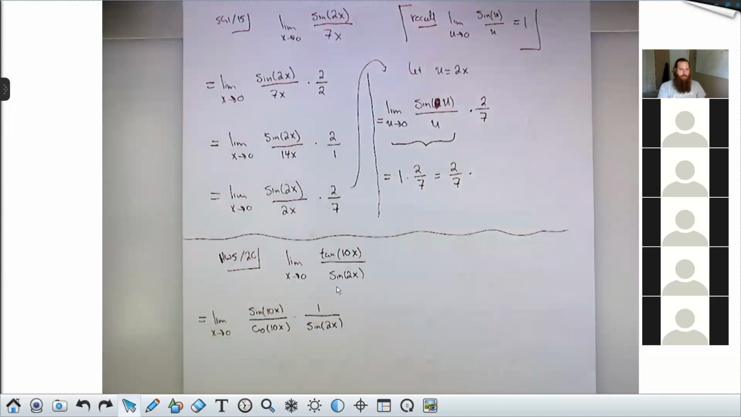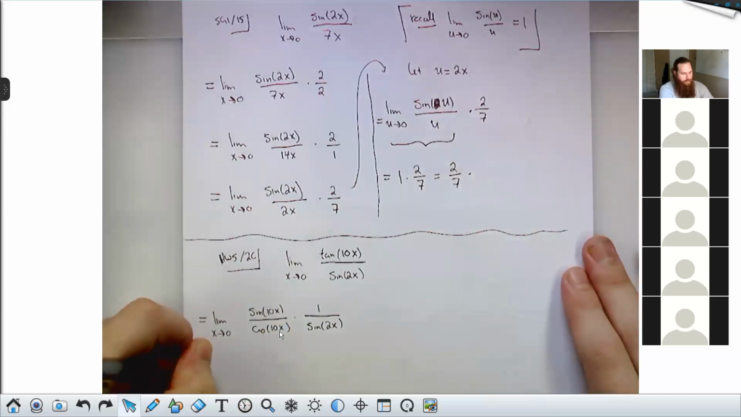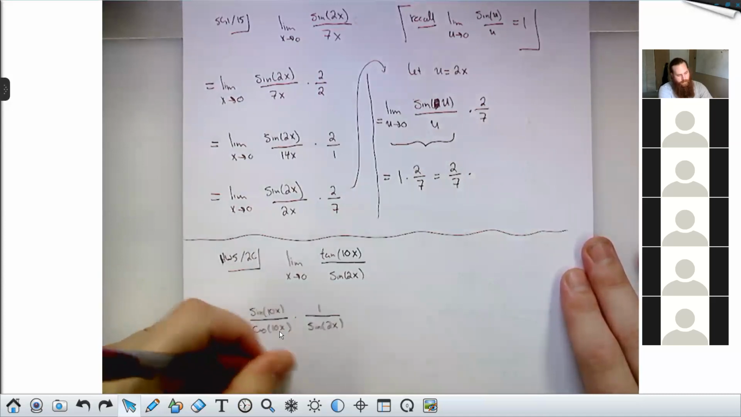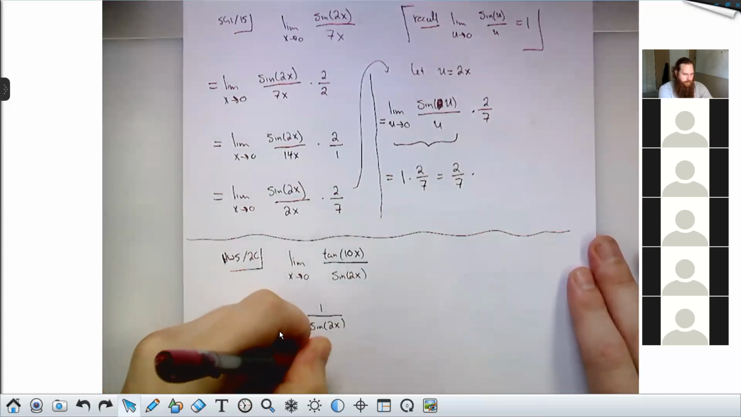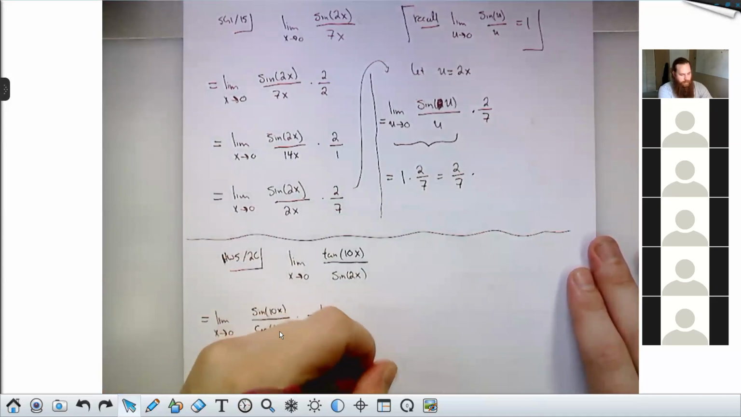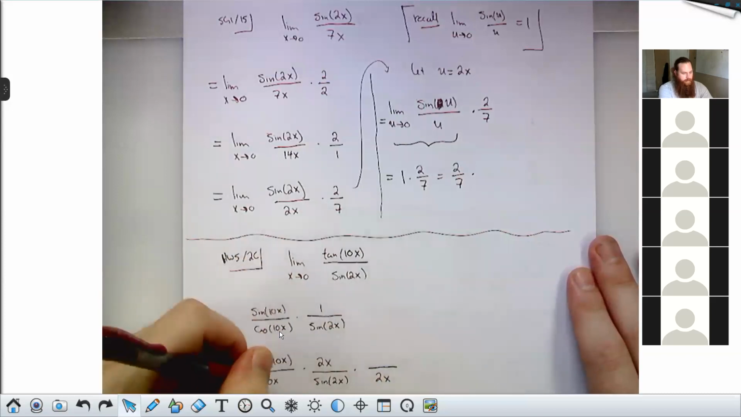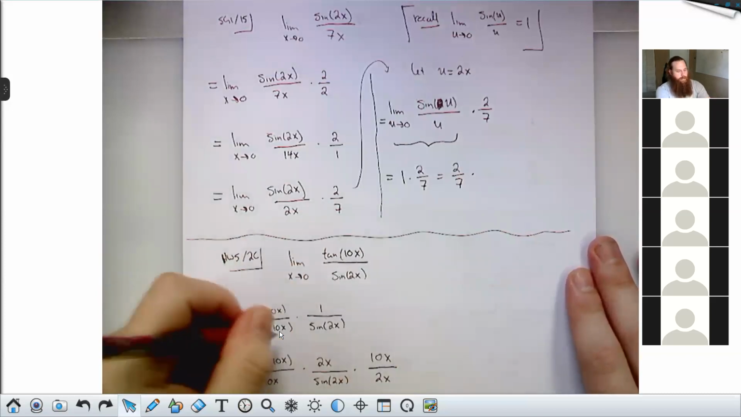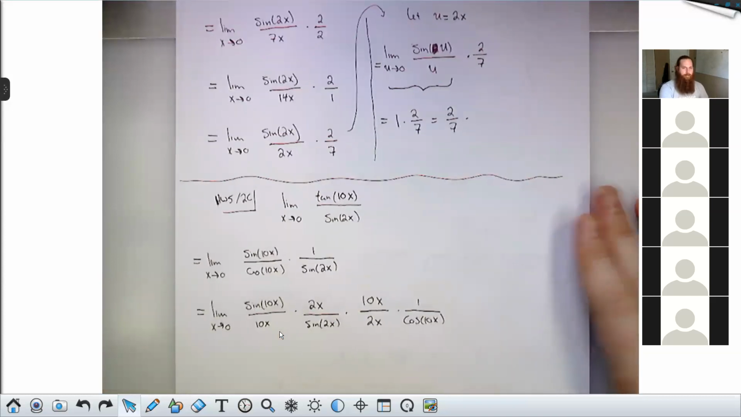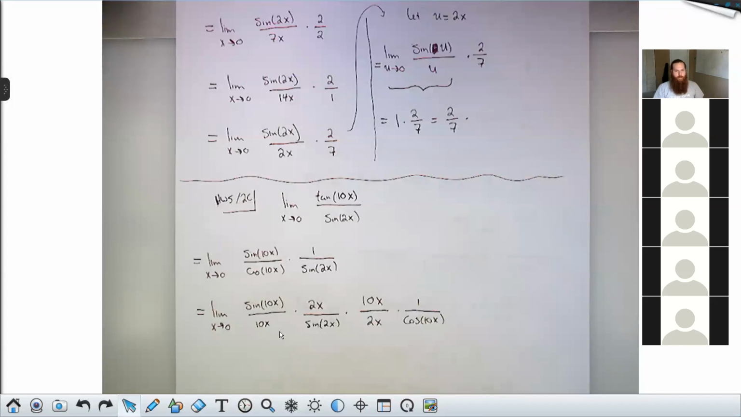So I need to introduce a 2x upstairs in this piece and a 10x downstairs in this piece. The cosine of 10x doesn't actually have any problems near 0. That piece is going to go to 1, so I'm going to peel it off, and introduce the pieces I want. So this is going to be sine 10x over 10x times 2x over the sine of 2x times, I multiplied by 2x upstairs, so I need to multiply by 2x downstairs. I multiplied by 10x downstairs, so I need to multiply by 10x upstairs. And then my 1 over the cos of 10x is also still chilling. So it's just a matter of rearranging until I'm able to employ one of my special trig limits.